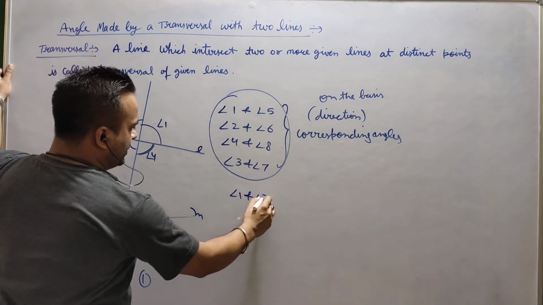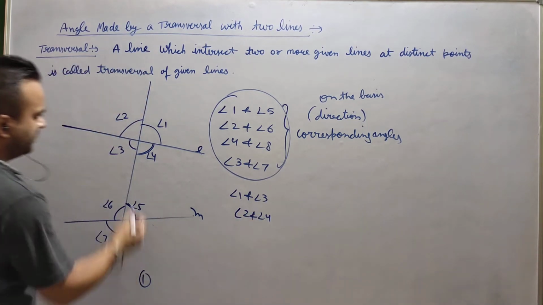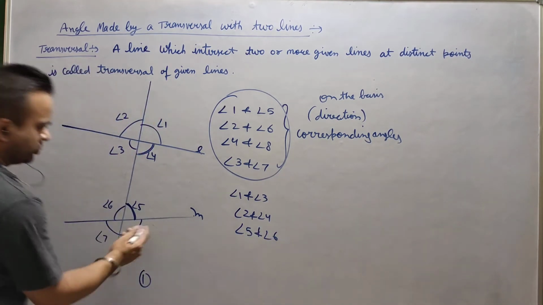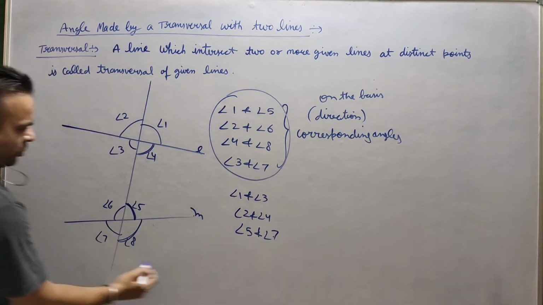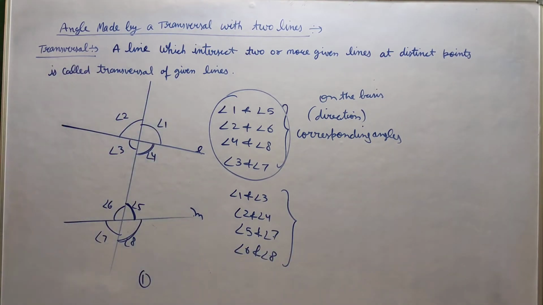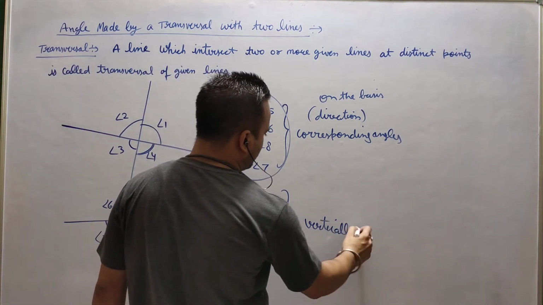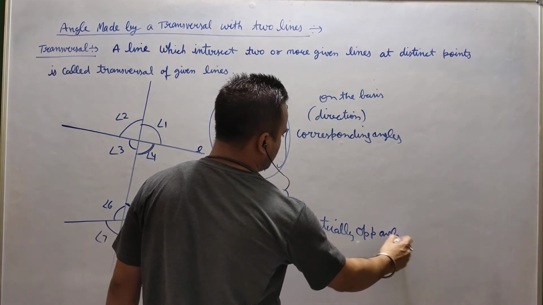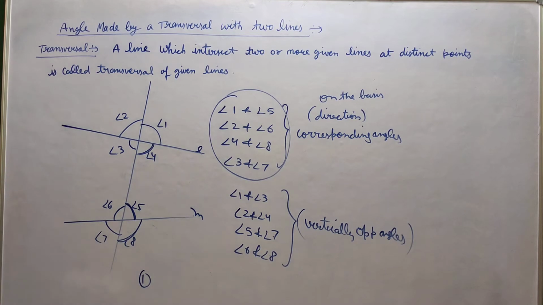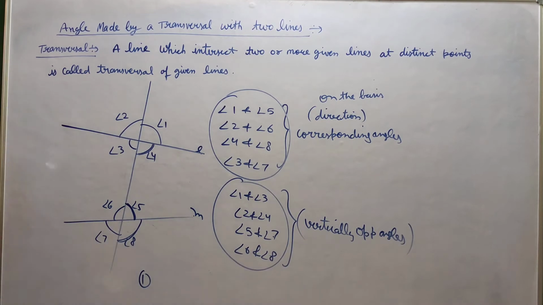Angle 1 and angle 3. Angle 2 and angle 4. Angle 5 and angle 7. Now angle 6 and angle 8. So which type of angles are these? These are called vertically opposite angles, and we know that vertically opposite angles are always equal. So there are 4 pairs of vertically opposite angles.